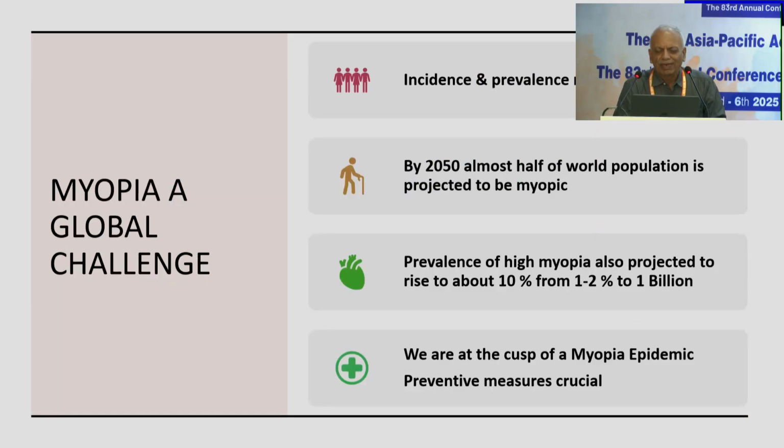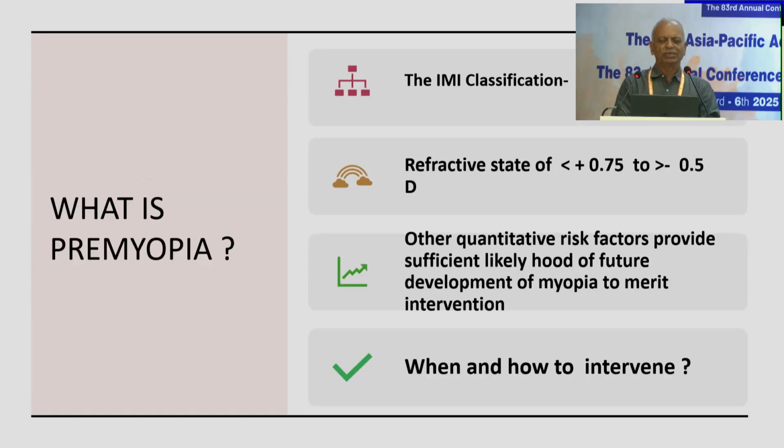So as we know, the incidence and prevalence of myopia are rising exponentially. By 2050, half of the world population is projected to be myopic. Prevalence of high myopia is also likely to increase. We are at the cusp of an epidemic, especially in Southeast Asia, China and Hong Kong, and those areas are having about 90% of children turning myopic.